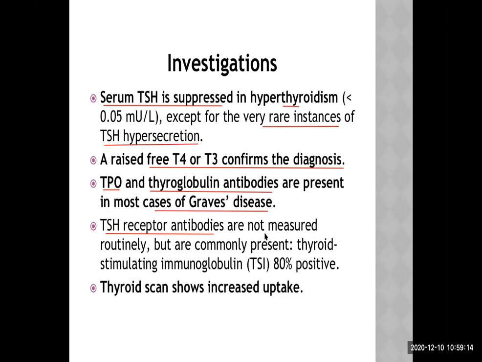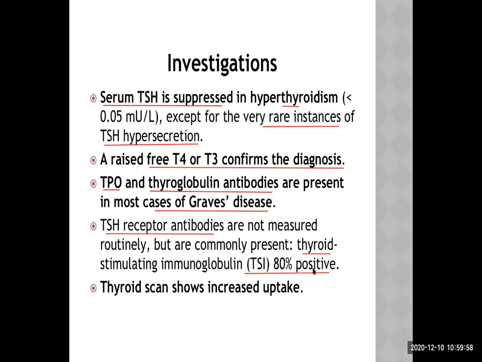TSH receptor antibody are not measured routinely, but are commonly present, and thyroid stimulating immunoglobulin, known as TSI, is present in 80% of the cases. So if they are measured, they are present in 80% of the cases, and they give us the clear-cut diagnosis. But let me tell you one thing: if a patient presents with typical eye signs, pretibial dermopathy, thyroid acropathy, classical goiter, and if she is female, from these clinical clues itself, I know this is Graves' disease. So I don't need to confirm it by doing TSI.